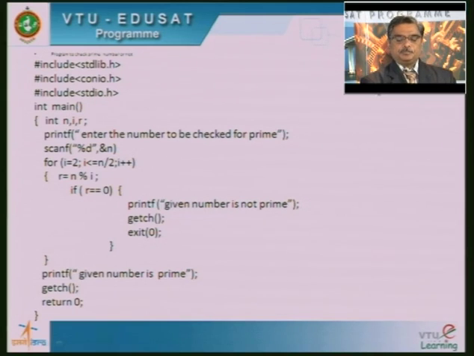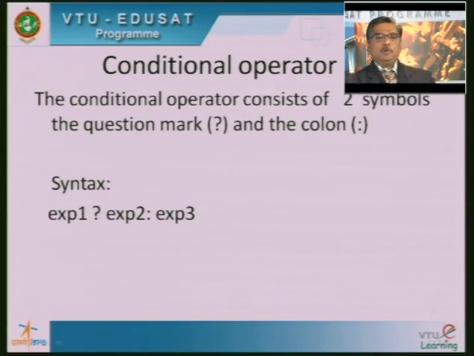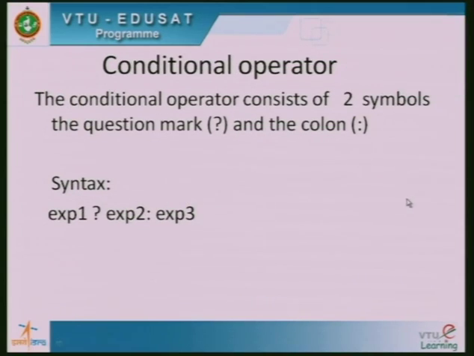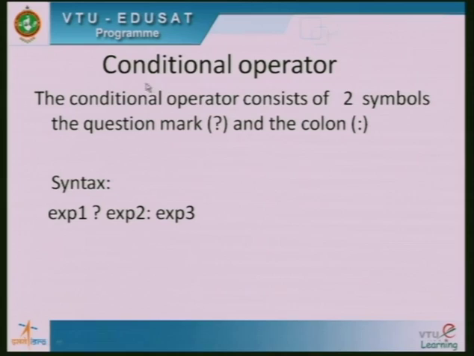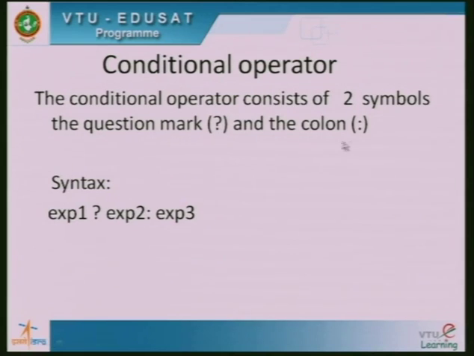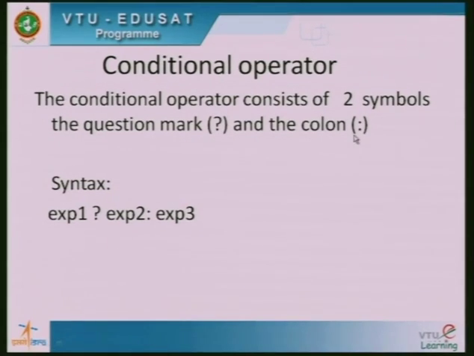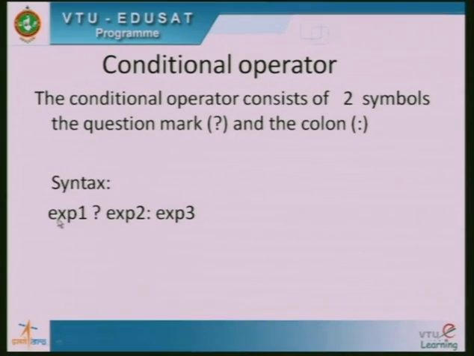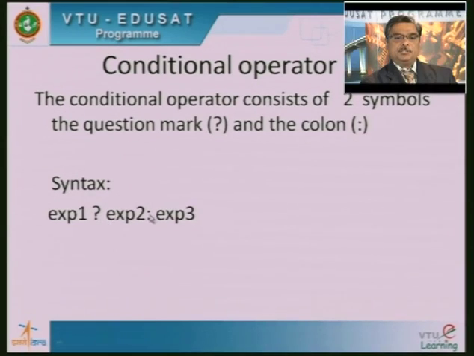Let us move on to some more operators available in the C language. An interesting operator is called the conditional operator. The conditional operator consists of two symbols: one is the question mark symbol, another one is the colon symbol. This is an interesting ternary operator available in the C language. It looks like this: expression 1, question mark, expression 2, colon, expression 3.